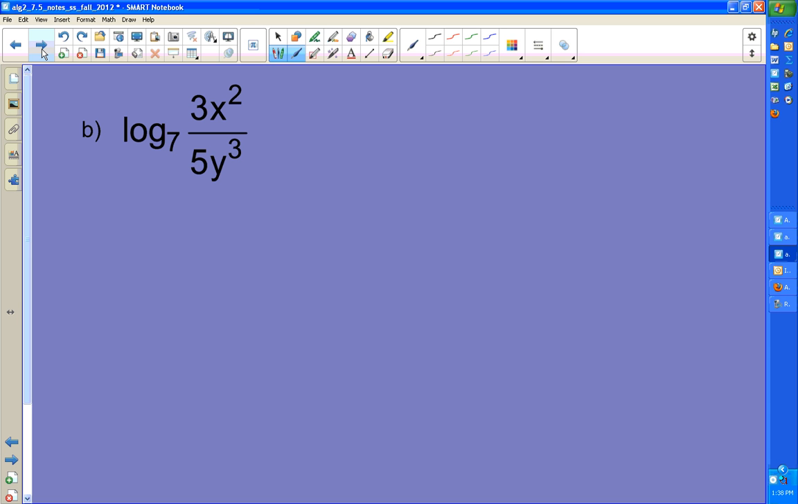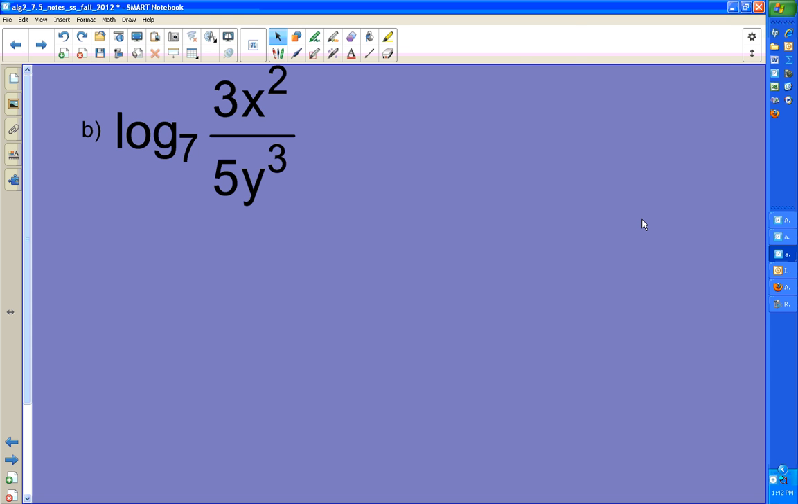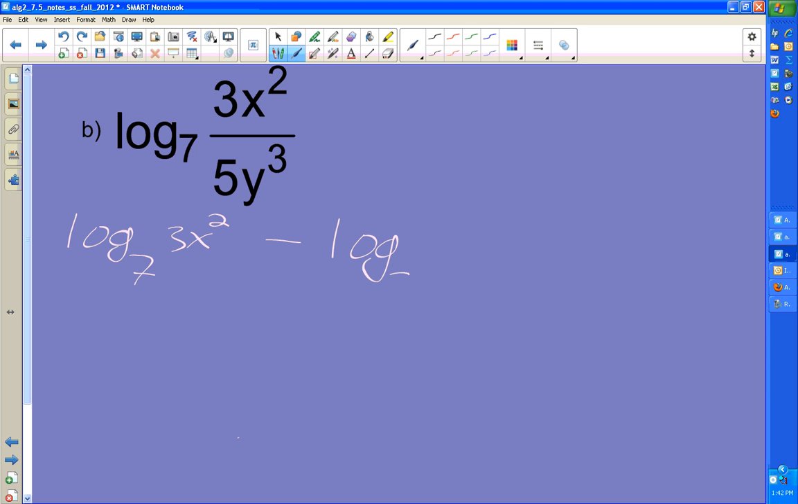Expand this one. The first thing you should recognize is that this is log of a quotient. So the first thing that we can do is we can take log base 7 of the top minus log base 7 of the bottom. That is the quotient property for logs.